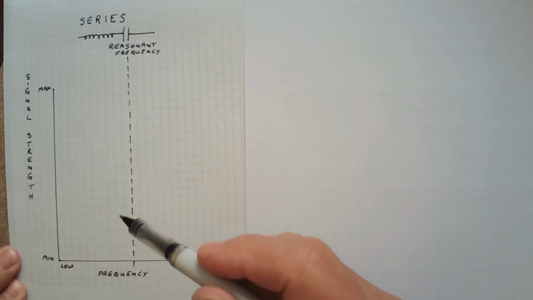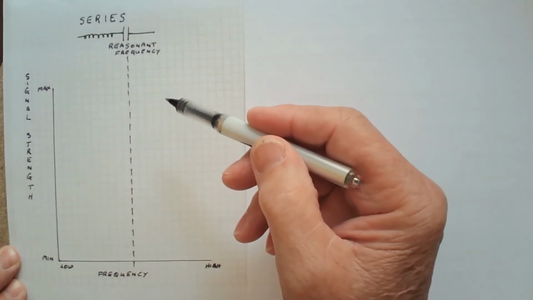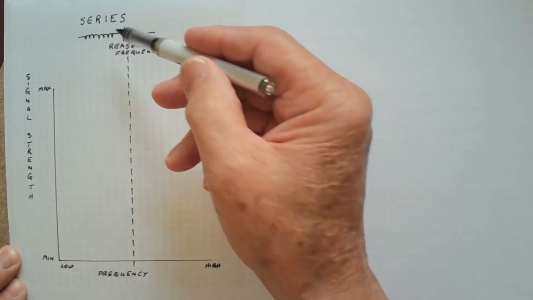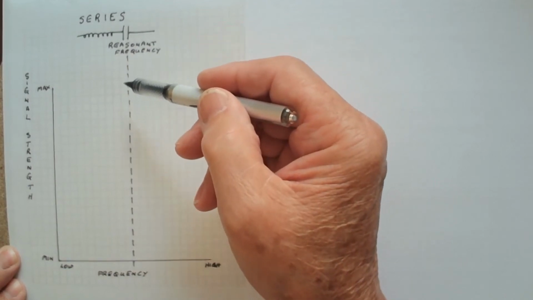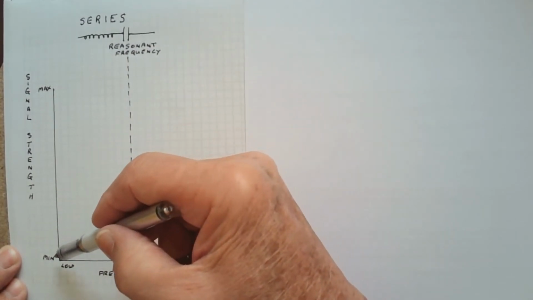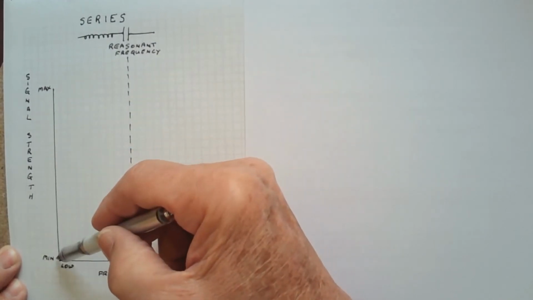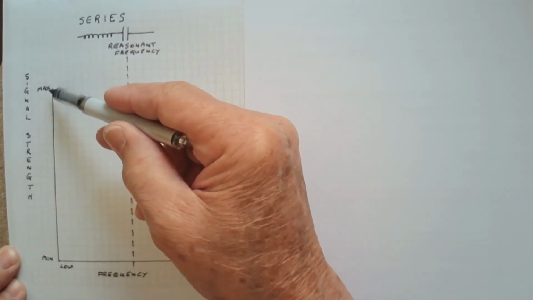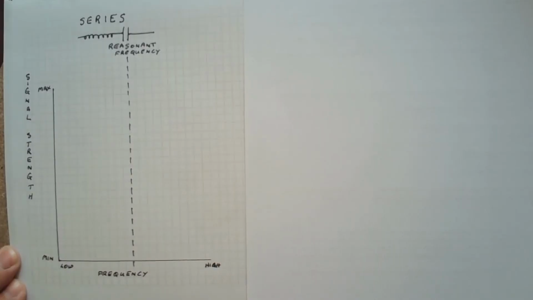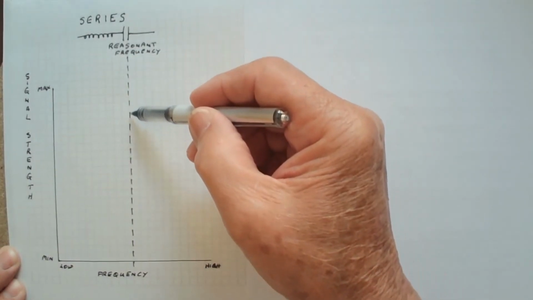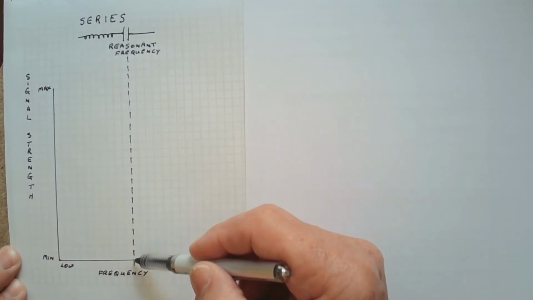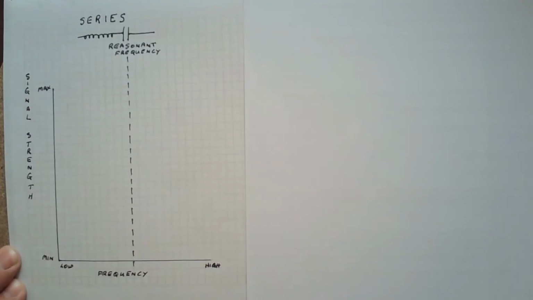So now we're going to show in simple terms what happens in a series tuned circuit. On this graph, the signal strength is monitored in the vertical, minimum signal strength, maximum signal strength, and frequency is shown on the horizontal, low frequency here, high frequency here, and the resonant frequency of the tuned circuit is down this dotted line here.